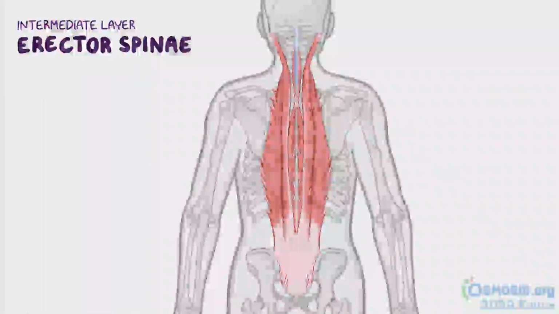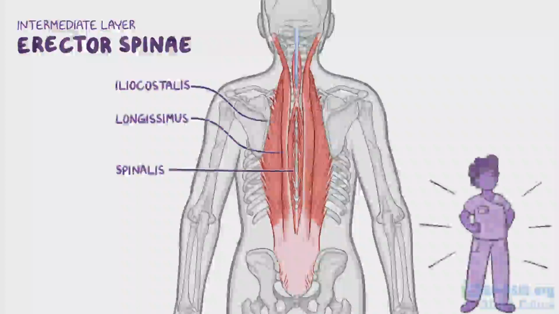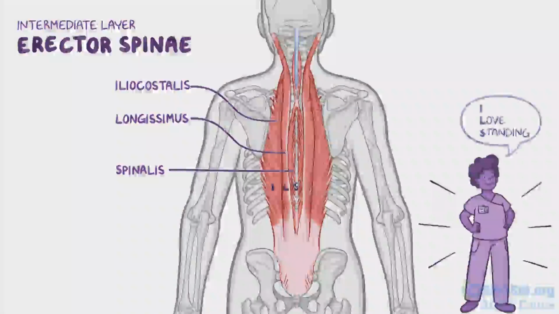The intermediate layer of the intrinsic back muscles includes the column-like erector spinae muscles, which lie on each side of the vertebral column between the spinous processes of the vertebrae centrally and the angle of the ribs laterally. Moving from lateral to medial, we have the iliocostalis, then longissimus, which makes up the intermediate column, and finally the spinalis. You can remember the order of the muscles from lateral to medial by the mnemonic, "I love standing."